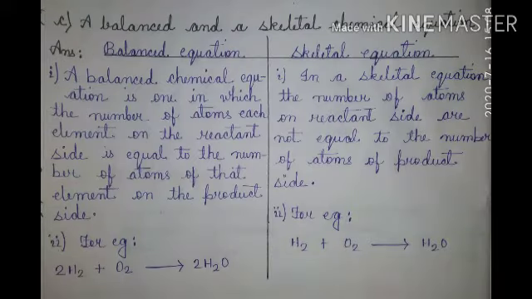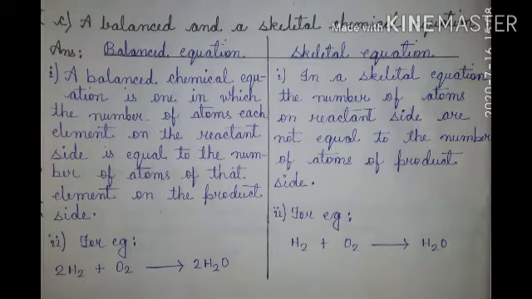Now our next question is, balanced equation and skeletal equation. We know a balanced chemical equation is the one in which the number of atoms of each element on the reactant side is equal to the number of atoms of that element on the product side. For example, 2H2 plus O2 gives 2H2O. Here in the reactant side there are 4 hydrogen atoms and 2 oxygen atoms, and in the product side there are also 4 hydrogen atoms and 2 oxygen atoms. Thus this is called a balanced equation.